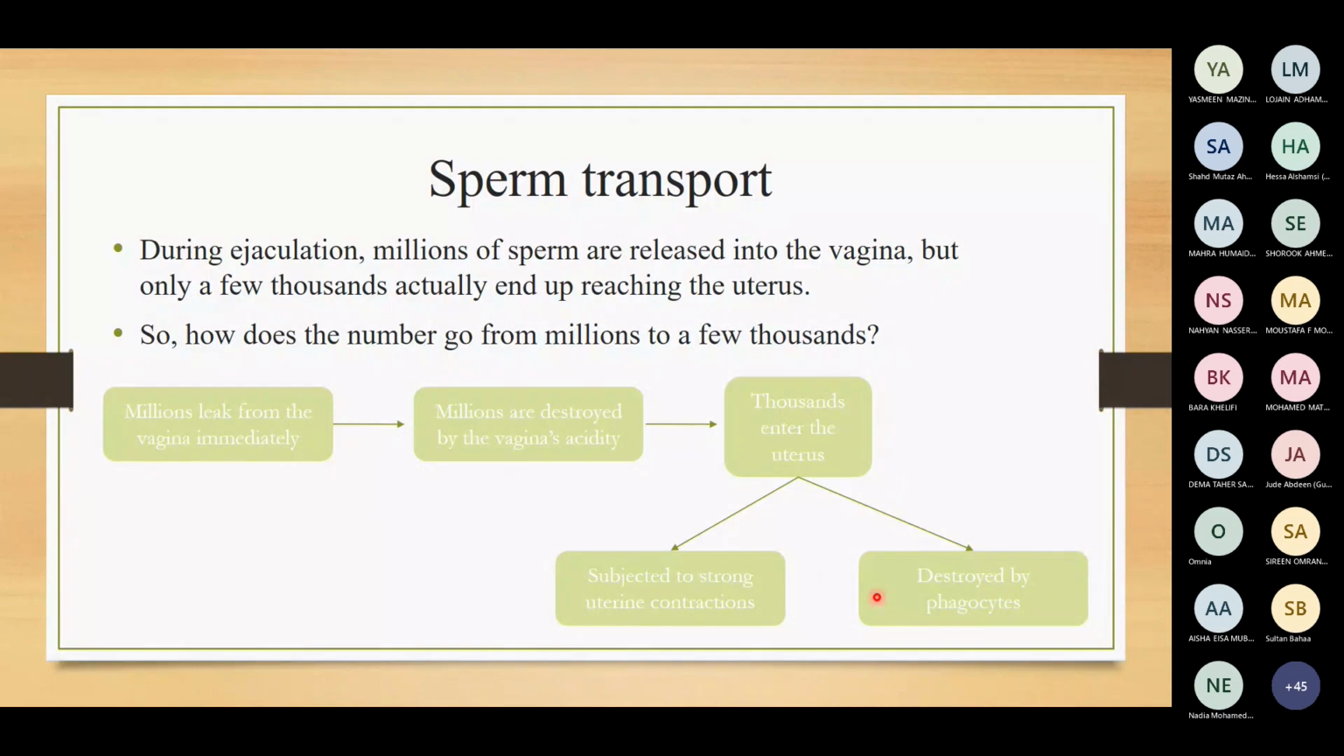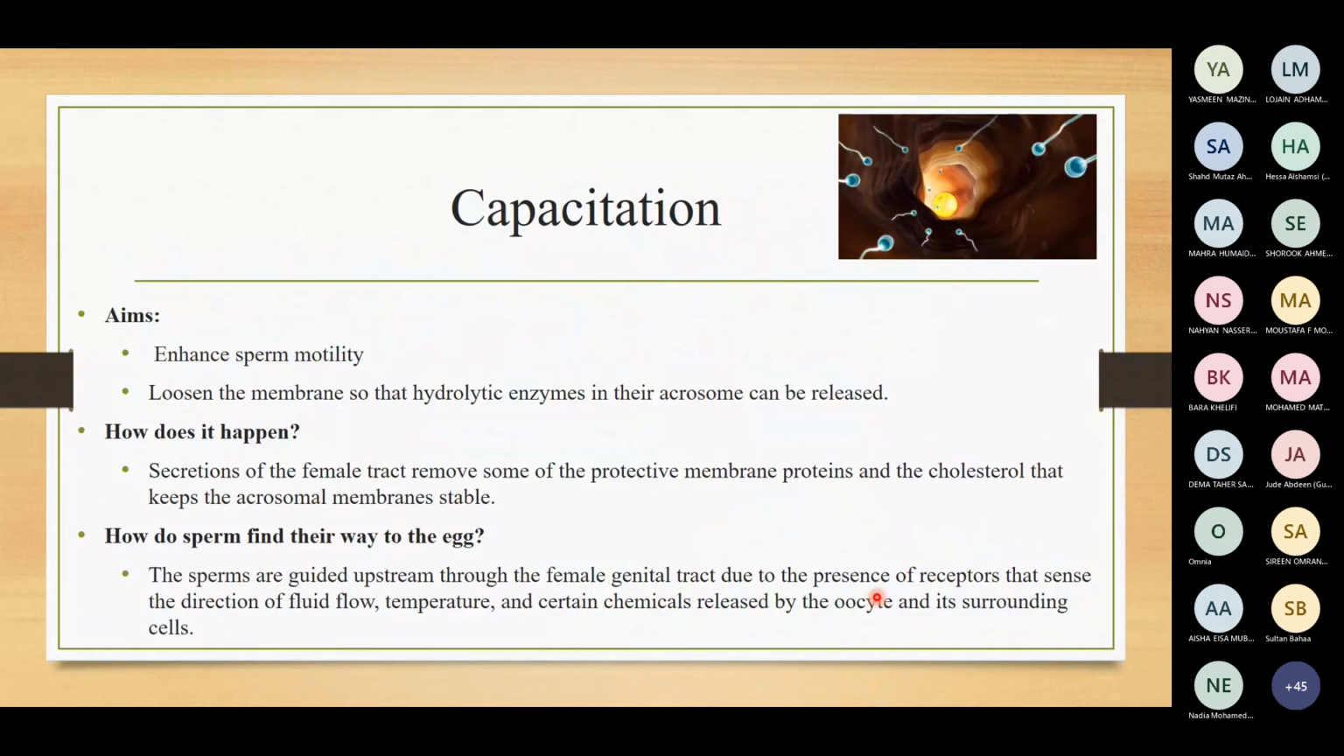Yes. Perfect. So now let's say that the sperm has reached the egg. Does that mean that it can fertilize it directly? No. It has to undergo a process that we call capacitation. Now, why do we need capacitation to happen? Basically, capacitation enhances sperm motility. It makes it move faster and reach the egg at a more efficient rate.